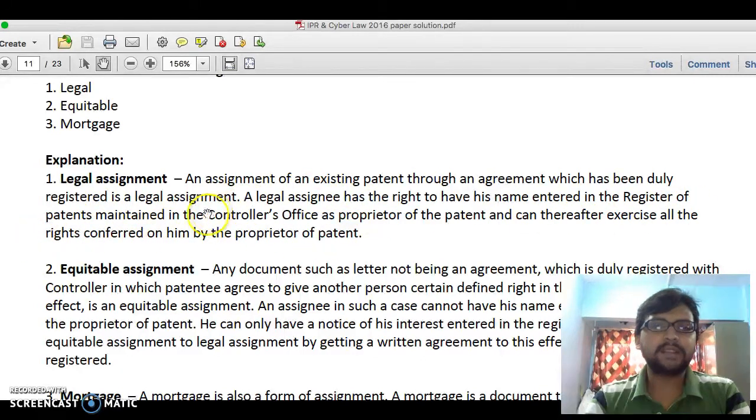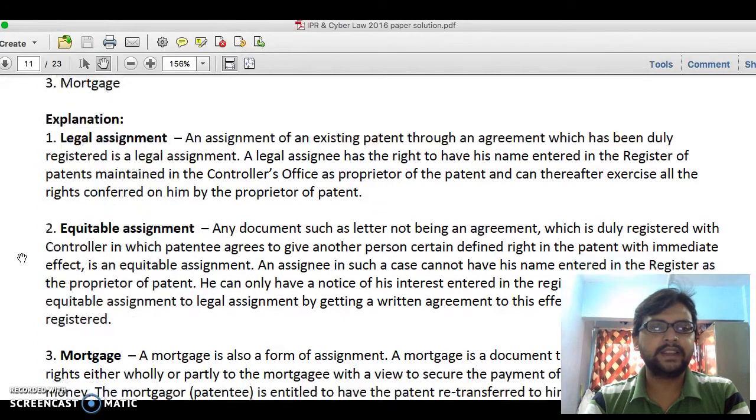So who is going to grant me a patent or a certification over my idea? The controller office. When we sign an assignment with a second party, his name is also going to be registered at the controller office, along with my name, if that intellectual property or patent belongs to me, and the person to whom I assign my patent. Then equitable.